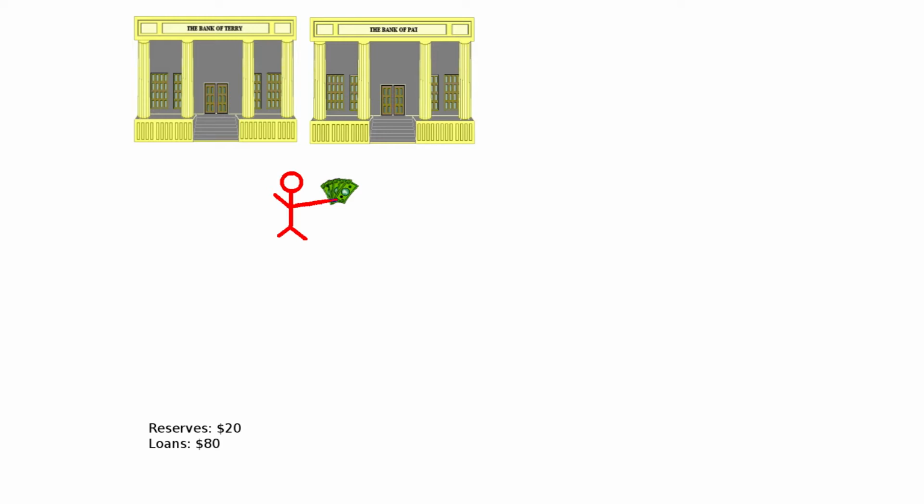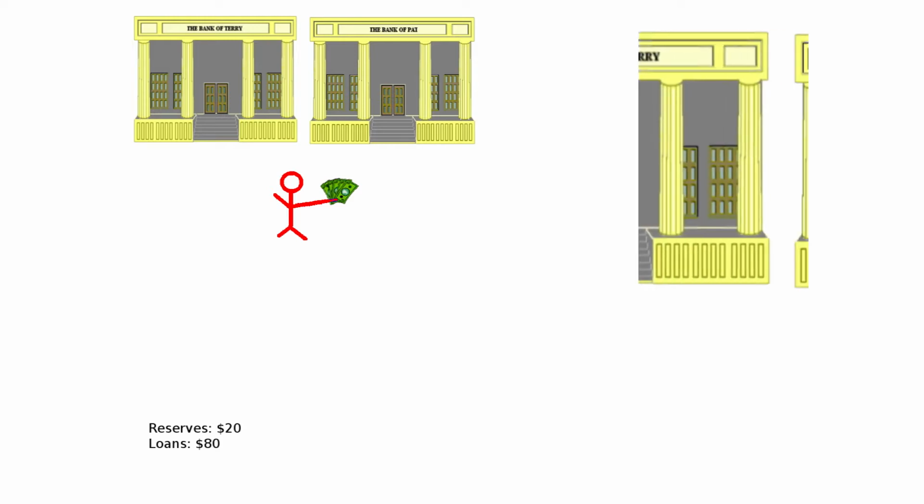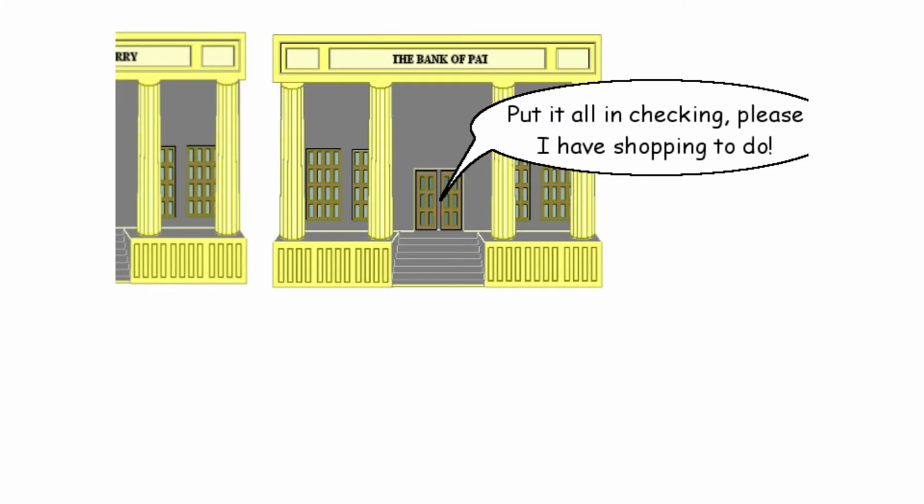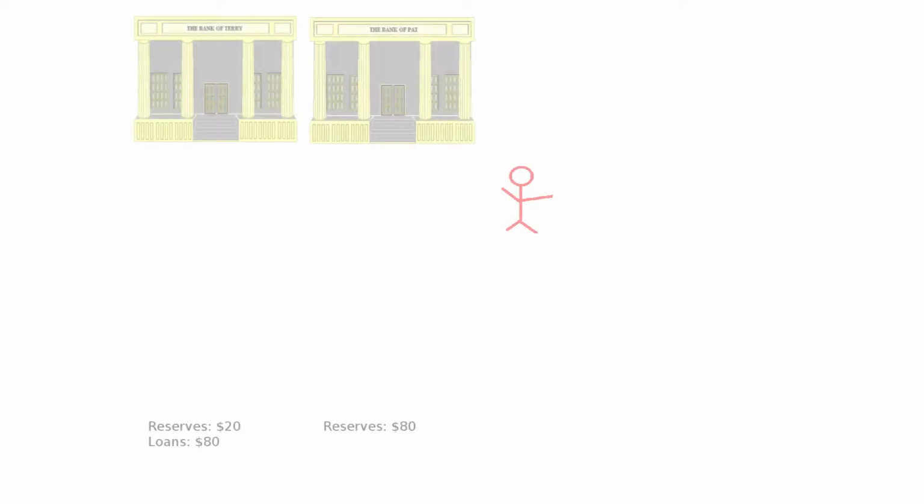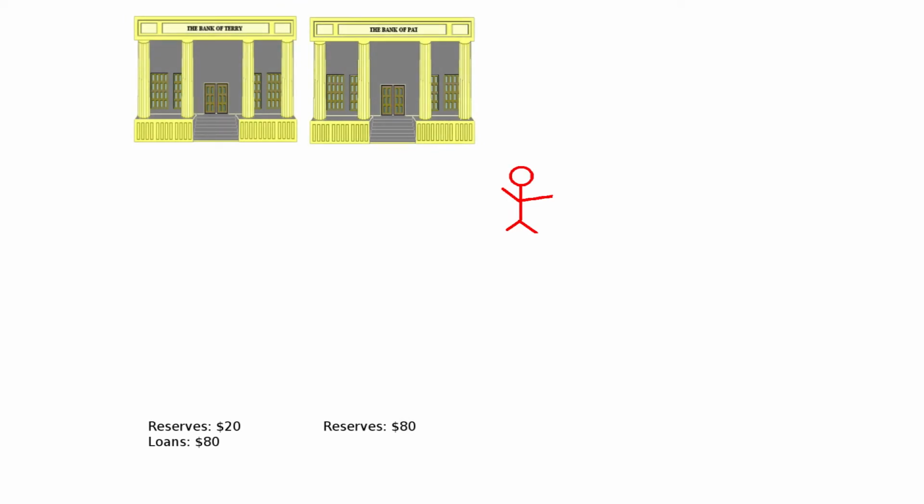The new borrower of $80 then goes to their favorite bank, the Bank of Pat, and deposits all $80 into checking. So the Bank of Pat now has $80 of your original $100 in their vault, which we'll call their reserves. The happy student takes their debit card and goes off to buy stuff.